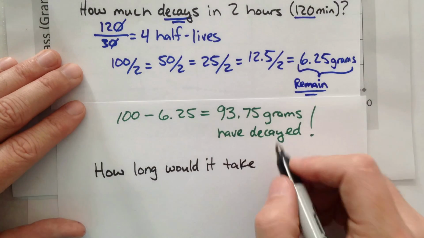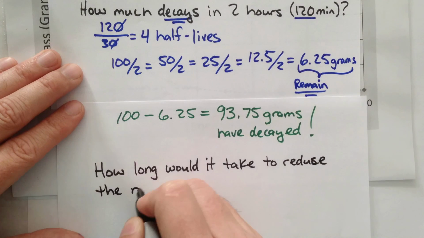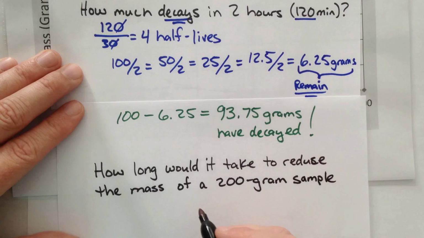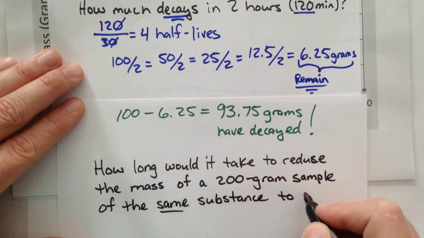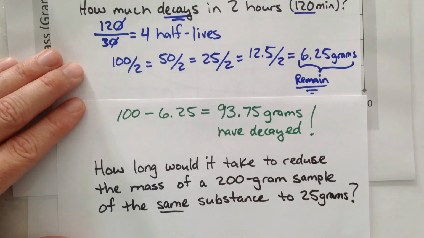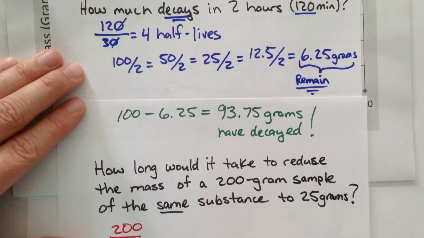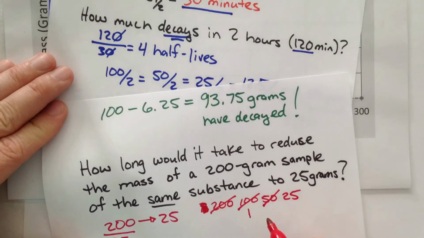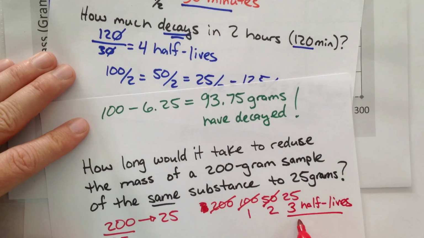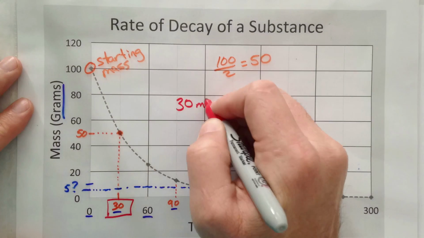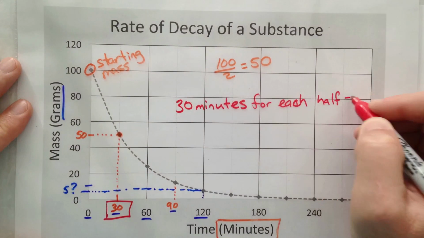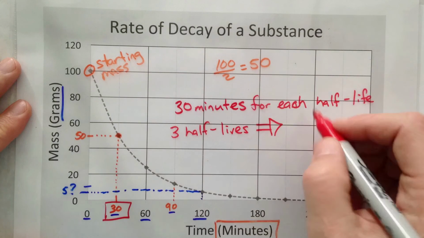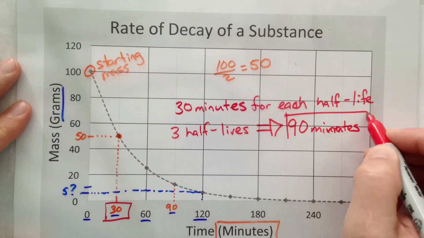How long would it take to reduce the mass of a 200 gram sample of the same substance to 25 grams? To do this, we would have to go from 200 grams to 25 grams. Let's investigate. 200 to 100 to 50 to 25, dividing by 2 each time, would lead us to 3 half-lives. If there are 30 minutes for each half-life, then 3 half-lives would mean it would take 90 minutes.